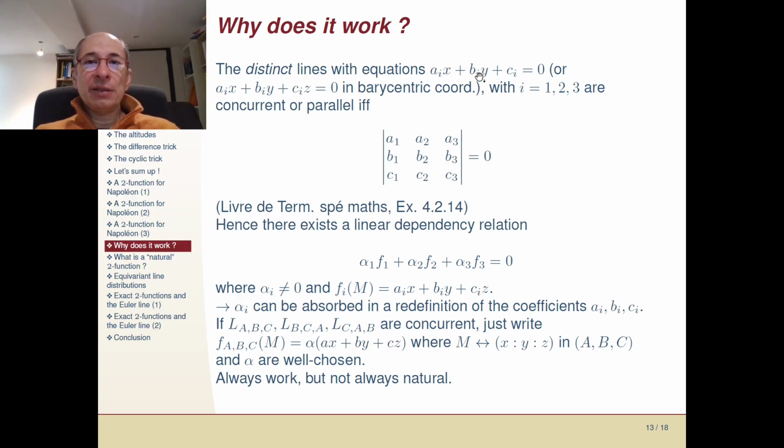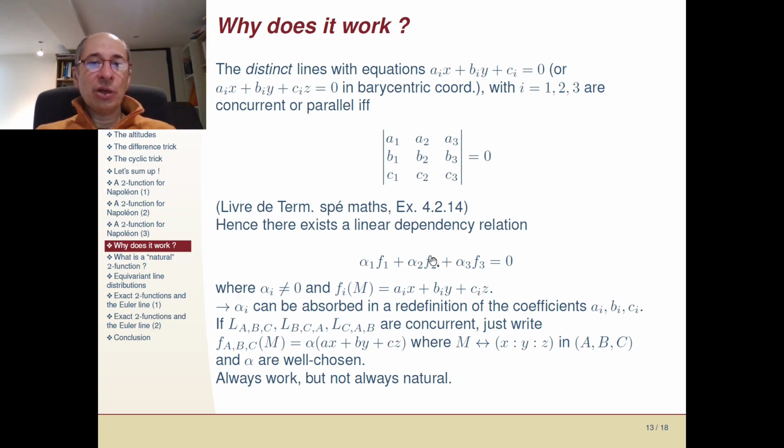It's true that a line doesn't have a unique equation, so you can multiply this equation by any coefficient you like, and if you multiply by the correct factor, then all the coefficients alpha here will be equal to 1. So, to sum up, if you start with 3 lines in a triangle, which I call A, B, C, and these lines are concurrent, then you consider the equations of these lines, let's say the equations in barycentric coordinates.